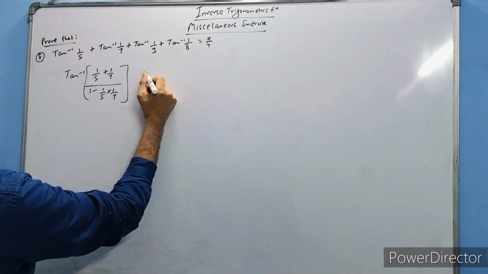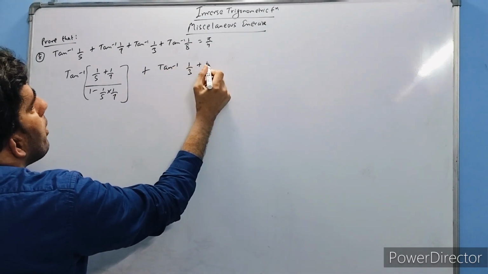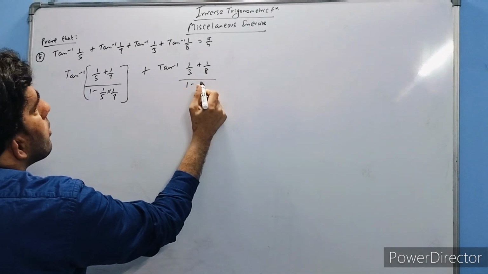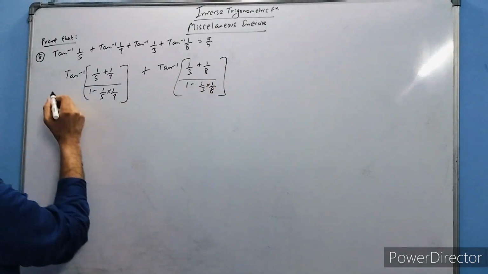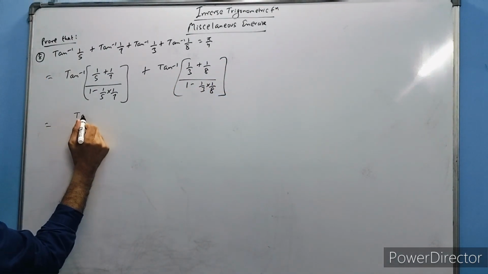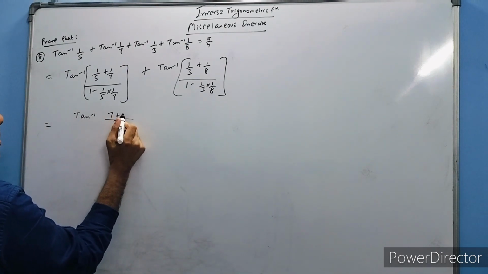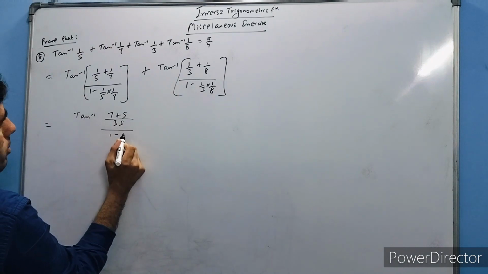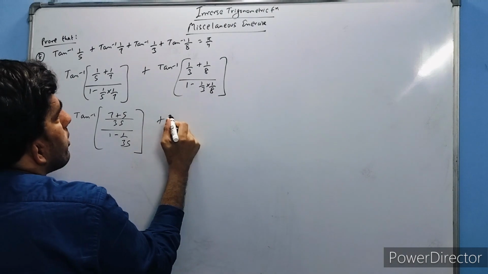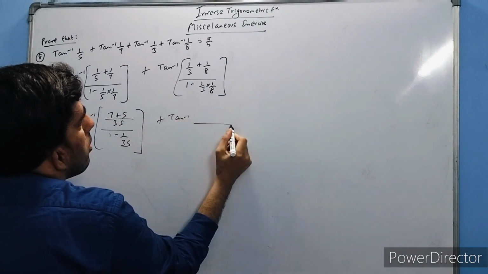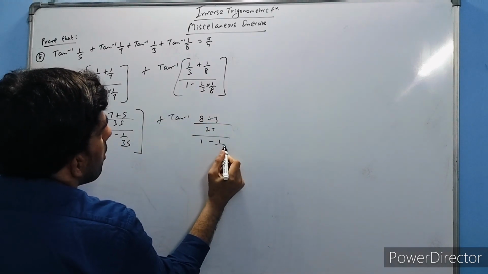Similarly here we'll try plus tan inverse (1/3 + 1/8) upon (1 minus 1/3 into 1/8). So what will I have here? Tan inverse (7/35 + 5/35) upon (1 minus 1/35), plus tan inverse 24 3 upon 1 minus 24.